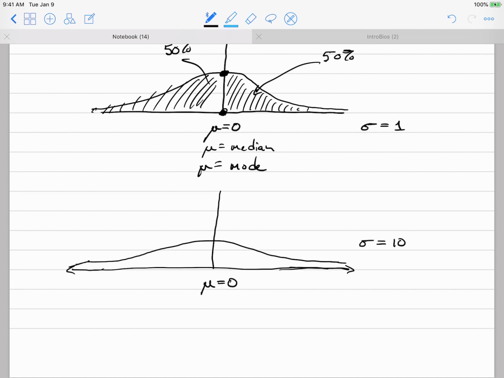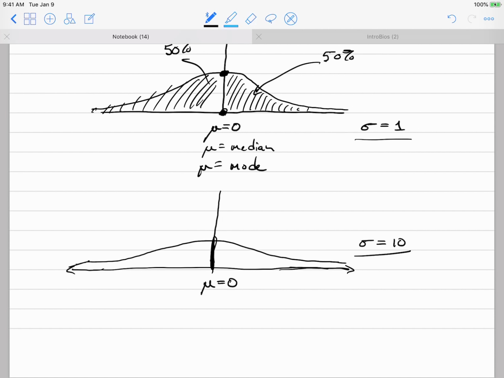Before we decrease it, why do you think that the graph would look more like a horizontal line, stretched in this way, if I increase my standard deviation to 10 versus 1? Well, you have more dispersion around this mean point, so your distribution is more spread out. Hence it becomes flatter.